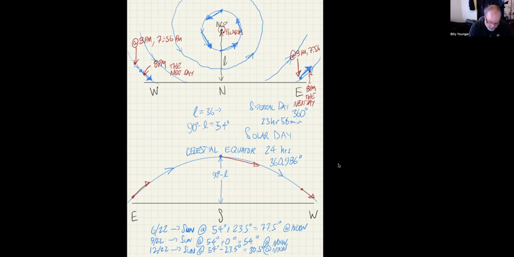And then, of course, on or around 3/22, we're experiencing the vernal equinox, which used to be the beginning of the year. And in that case, the sun would be at 54 degrees again at noon.